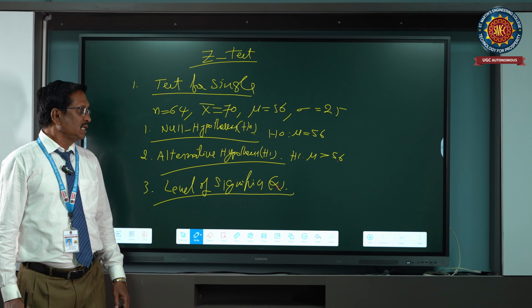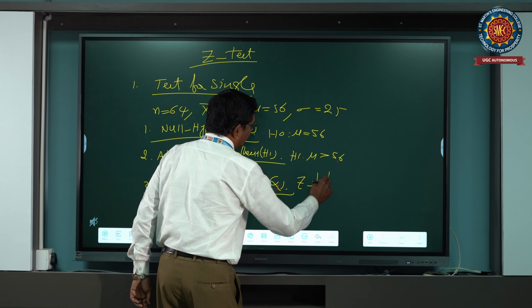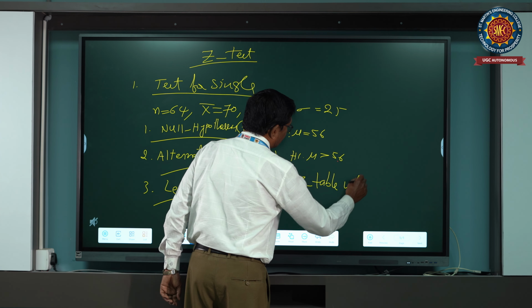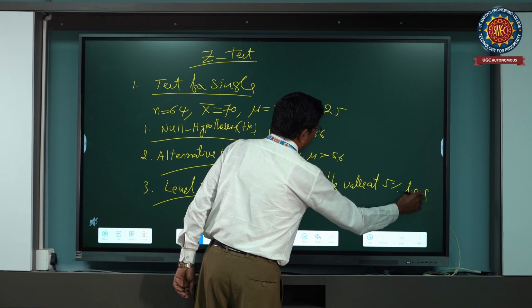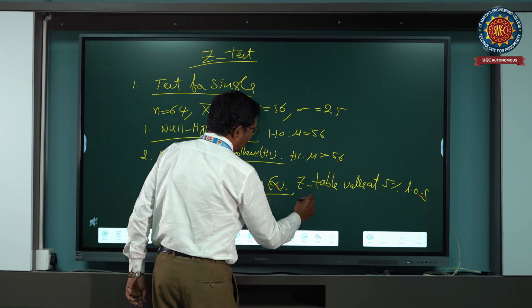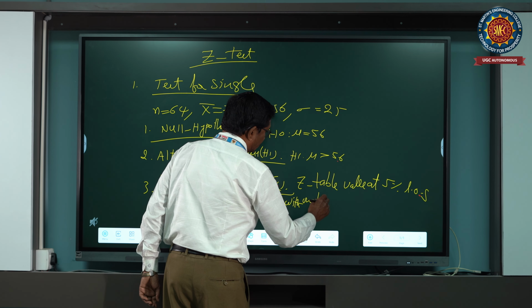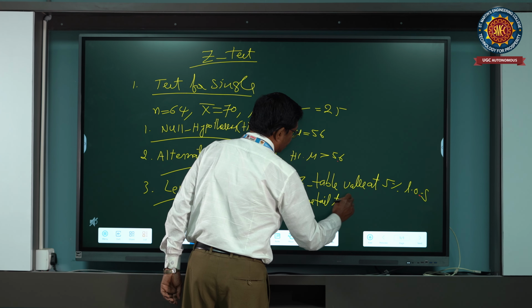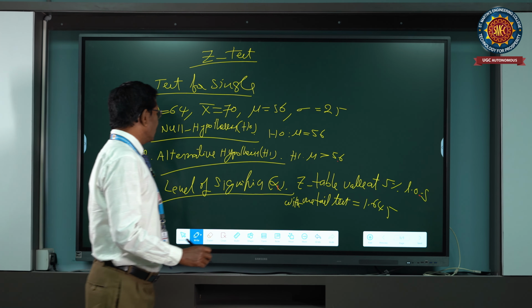According to this, I am writing the Z table value at 5% level of significance with a one-tailed test is equal to 1.645. So this is step number 3.